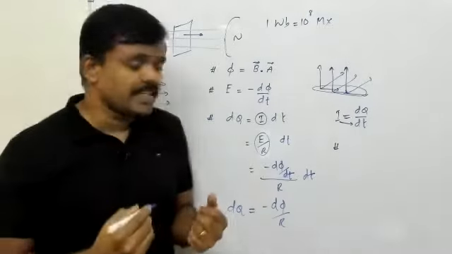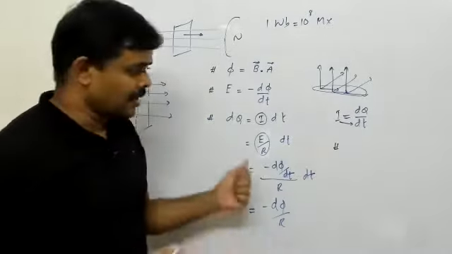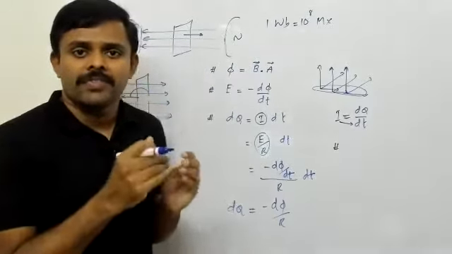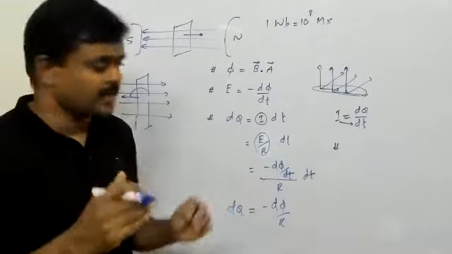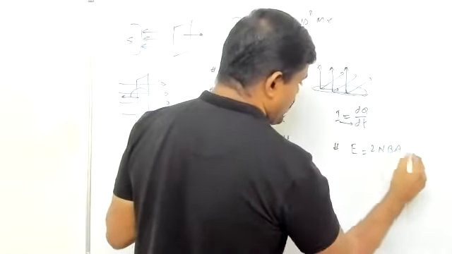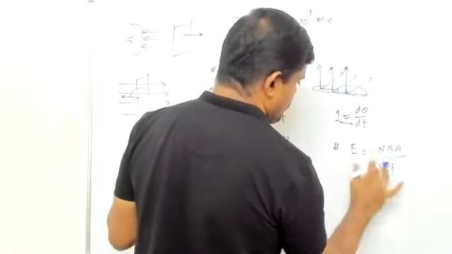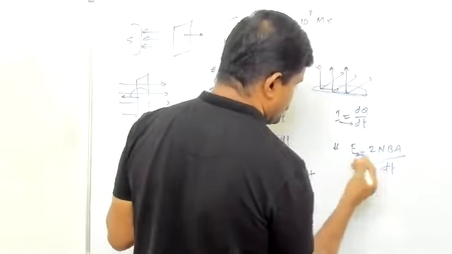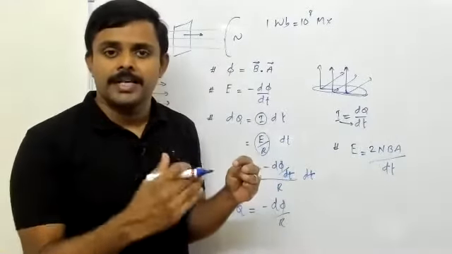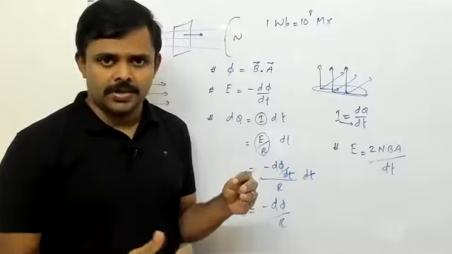So there can be two ways in which this question can be asked. Number one, if the coil is rotated through 180 degree, or if the flux is reversed, that is what they say. EMF is given by 2NBA by dt. If you remember, we did this in the last class. We even did one question on this. EMF is given by 2NBA, NBA cos 0 minus NBA cos 180. Cos 180 is minus 1.